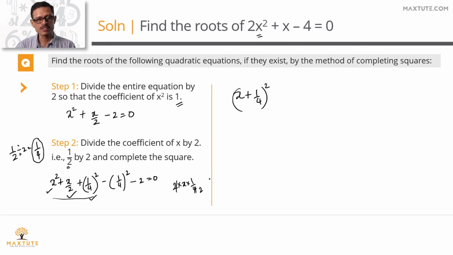Do this step on the scratch paper, on the right hand side margin of your paper, so that you know that you have written things right. So the next step is minus 1 by 4 the whole square. Let me expand it as I am writing it. This is going to be minus 1 by 16 minus 2 equals 0.